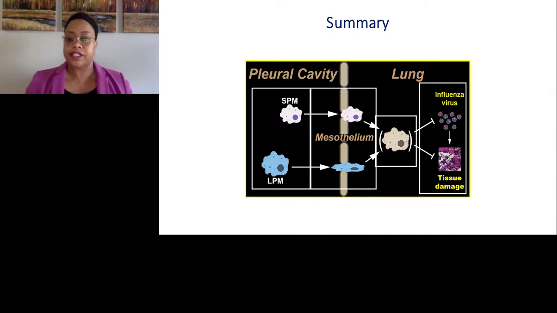And finally, I'd like to summarize what I've discussed today, which is that the pleural cavity may serve as a reservoir for lung macrophages. And in this case, we found that both small pleural macrophages and large pleural macrophages appear to cross the mesothelium and enter the lung, which is a very new idea. Furthermore, we know that they are having an impact on influenza resolution and influenza outcomes. How this is happening, we don't know.